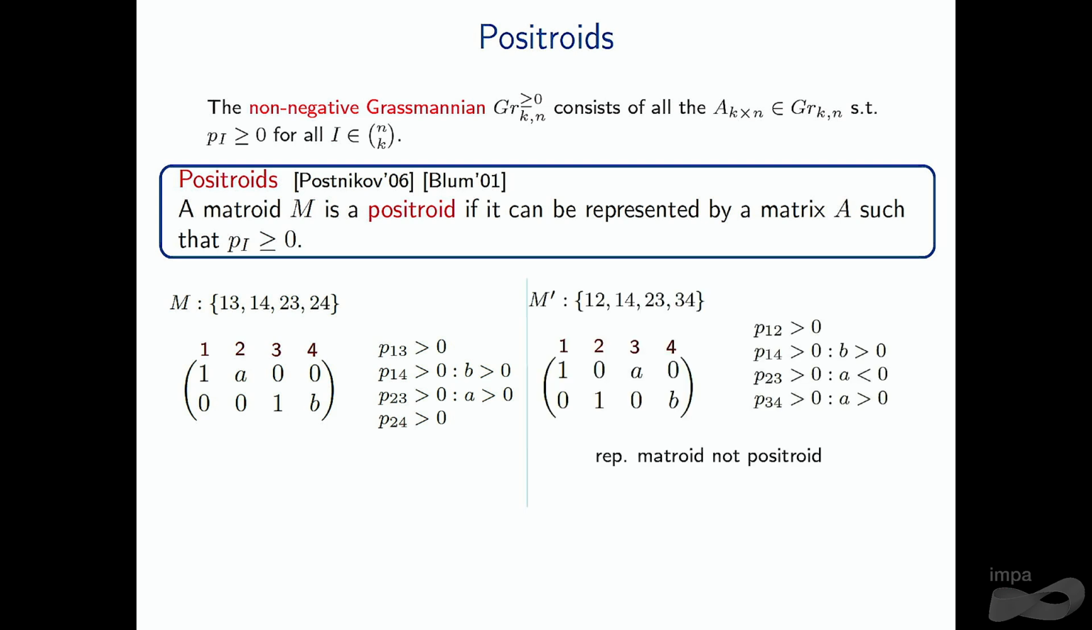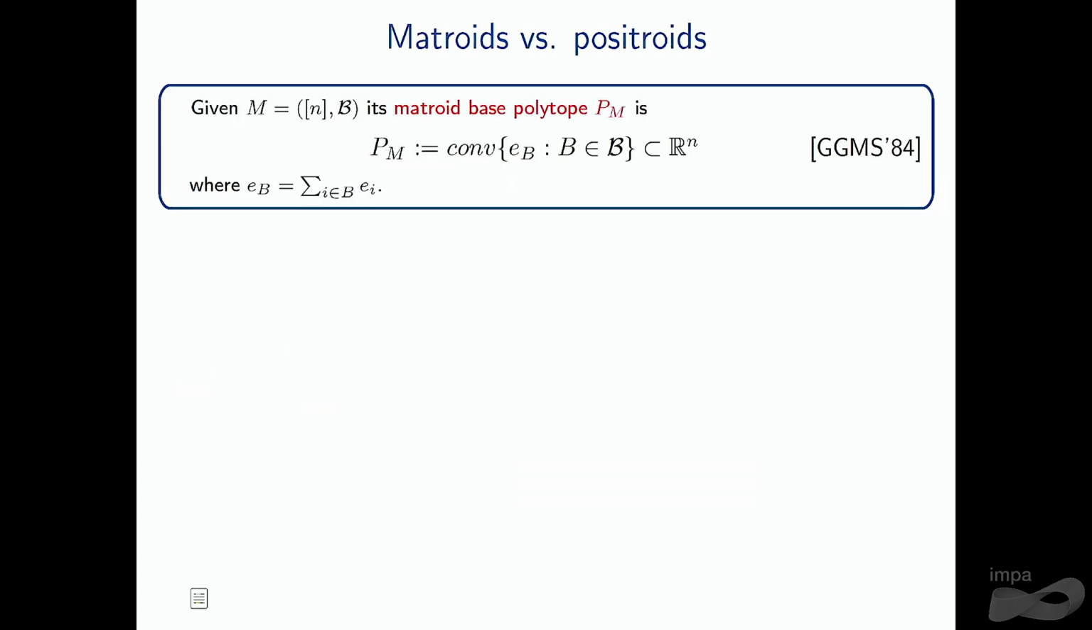On the other hand, if I consider again this matroid also of rank 2 on the set 1 up to 4, one can check that actually this matroid, although representable, is not a positroid. And it doesn't matter how hard one tries, one will not be able to find here A and B so that the maximal minors corresponding to 1 2, 1 4, 2 3, 2 4 are strictly positive, and the other ones are 0. It's not possible.